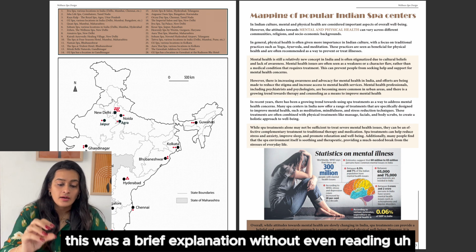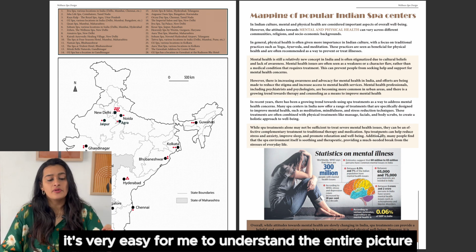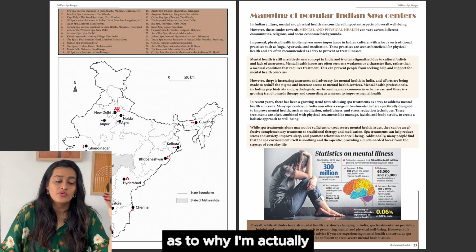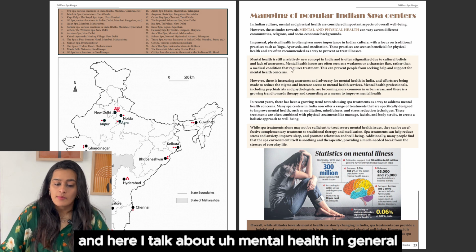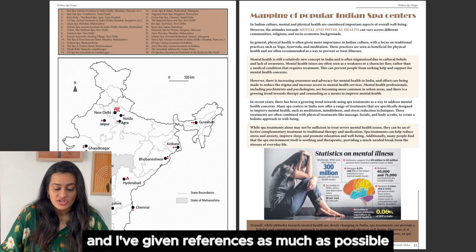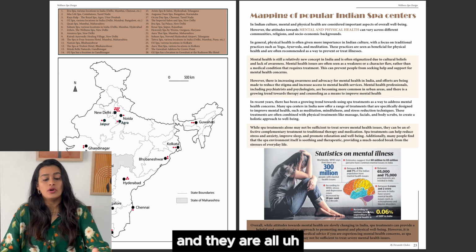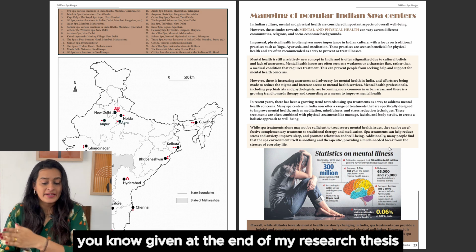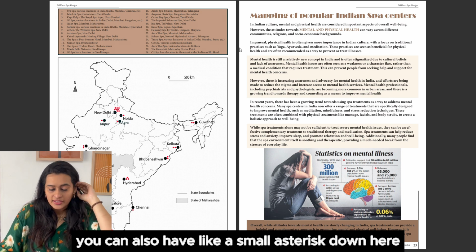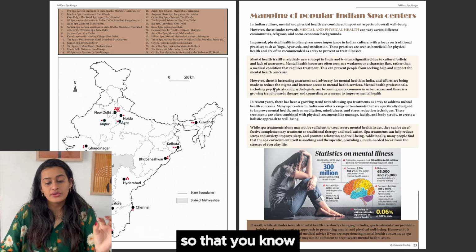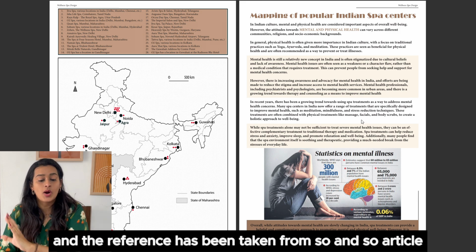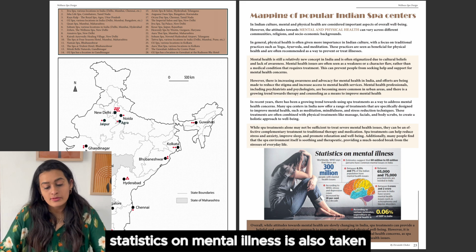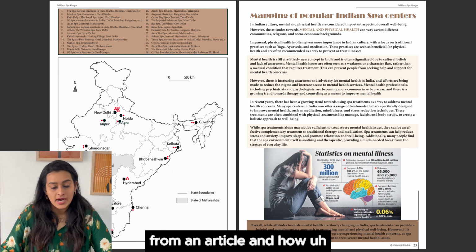Without even reading any of this, it's very easy for me to understand the entire picture as to why I'm mapping these centers down. And here I talk about mental health in general, and I've given references as much as possible, and they are all given at the end of my research thesis. You can also have a small asterisk here, so that you know that the reference image has been attached and the reference has been taken from so and so article. This statistics on mental illness is also taken from an article.